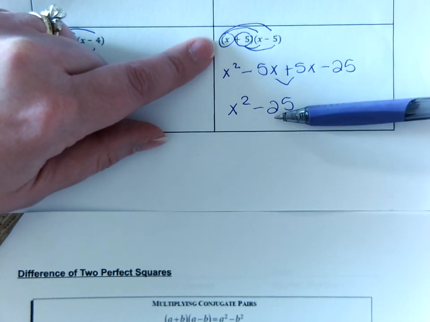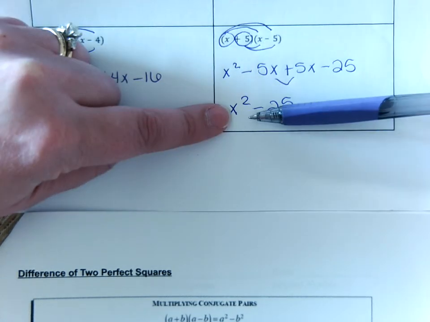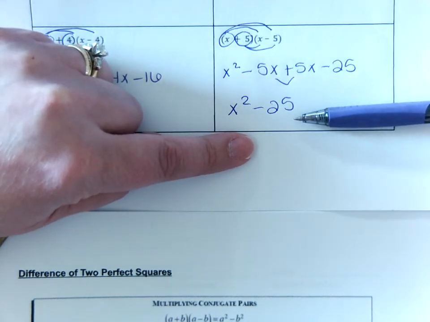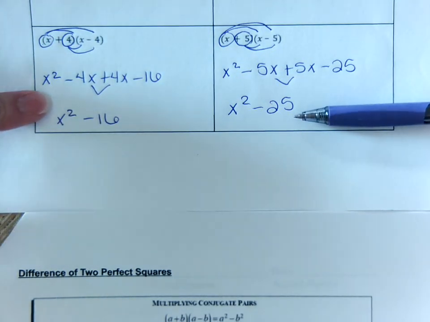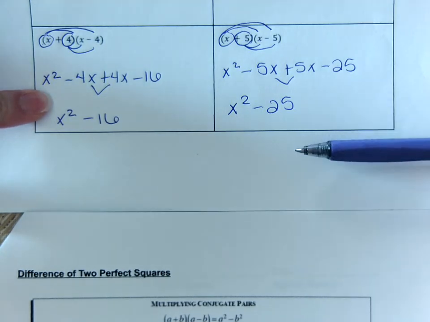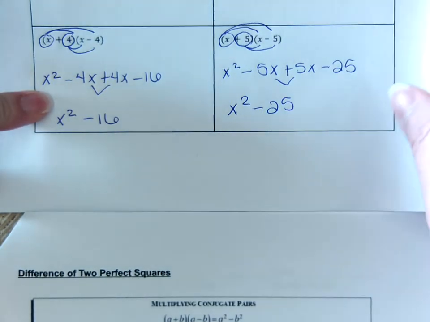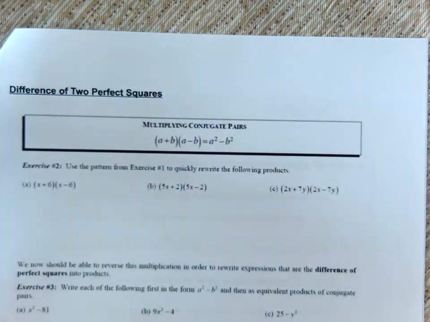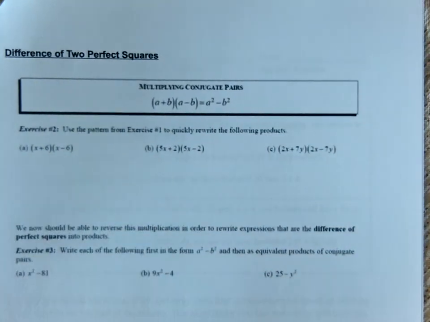And in reality, all we had to do was our x times x being x squared, and 5 times negative 5 was negative 25. This is multiplying conjugates. So what we're going to do is practice that idea in our difference of two perfect squares notes real quick, and then go back and undo that process.